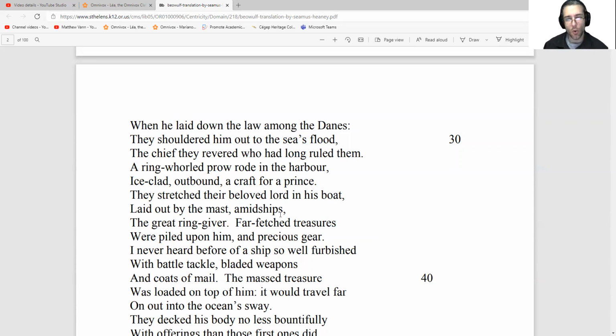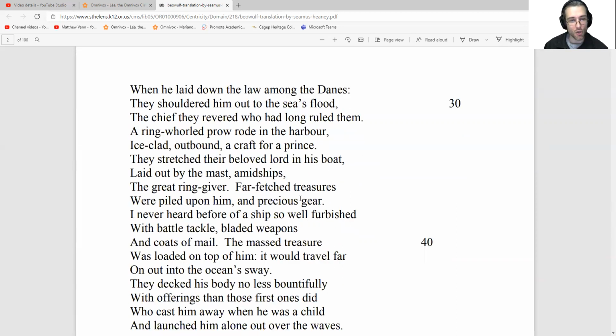They stretched their beloved lord in his boat, laid out by the mast amidships, the great ring giver.